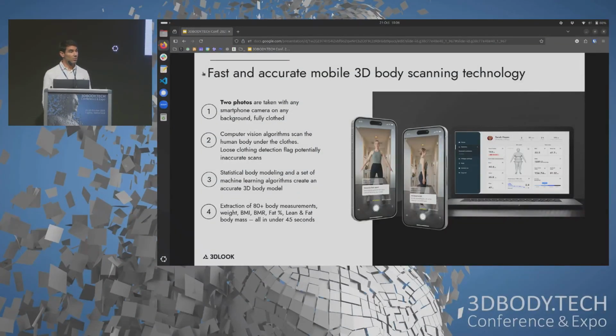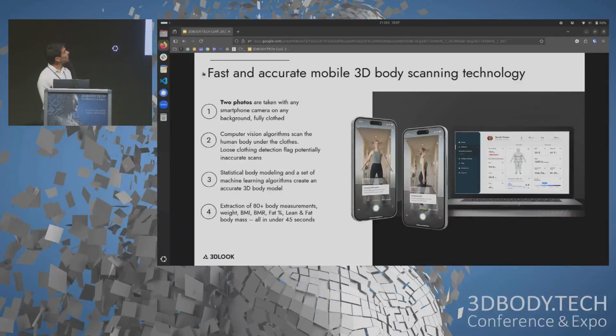We've been around for 9 years, and today I'm presenting the overall technology on how we do things for 3D body scanning. We take 2 photos, a front and a side picture in A pose, on any smartphone, any camera, basically any background, fully clothed, up to a certain point. I'll explain later.